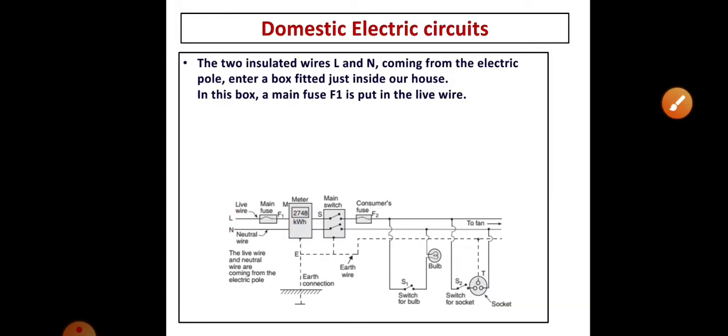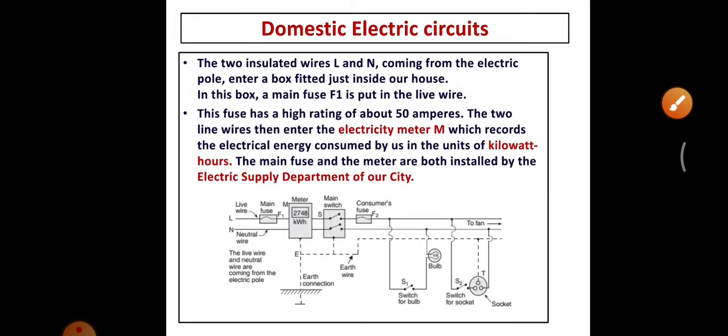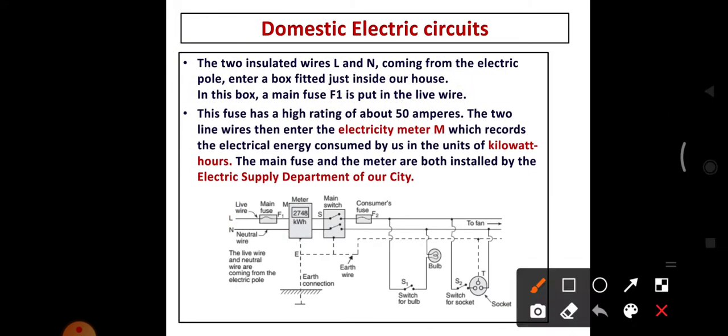Next, this fuse has a higher rating, about 50 ampere. You know that fuses have different ratings. In the last chapter we learned about the 5 ampere fuse wire, 10 ampere fuse wire, 15 ampere fuse wire. This fuse wire has a rating of 50 ampere. The two line wires then enter into the electricity meter board.